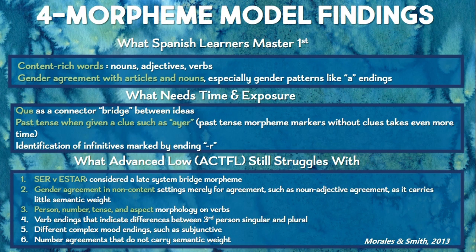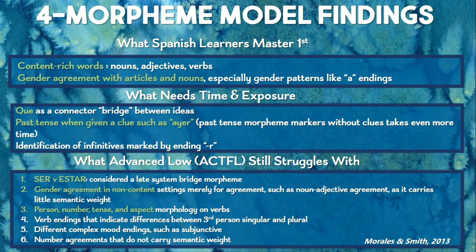Very obvious, right? What they found in their specific study is that what tends to need time and exposure are things like que as a connector or a bridge between ideas. This is something called a bridge morpheme. Also, what needs time and exposure is past tense, not on its own, but when given with a clue such as ayer, meaning yesterday. So past tense morpheme markers without clues, that takes even more time. If you just want to say, ya me fui, like, yeah, I already left, people are going to need more time and exposure for that because you didn't say something like 5 minutes ago.